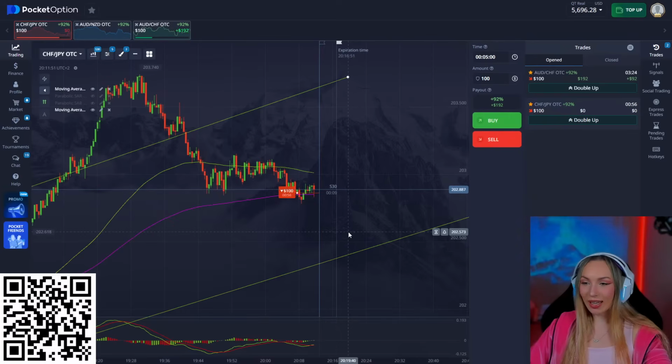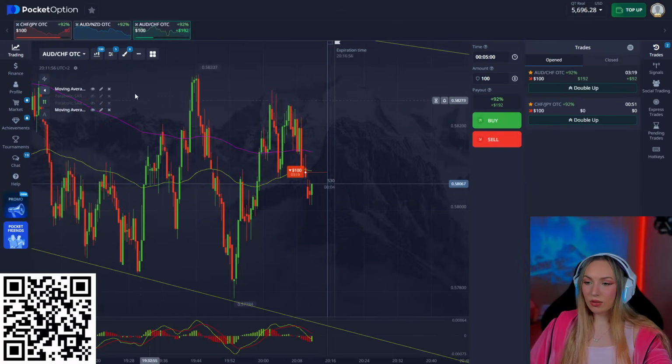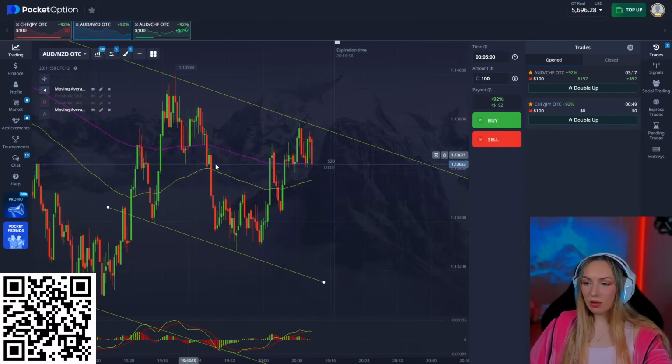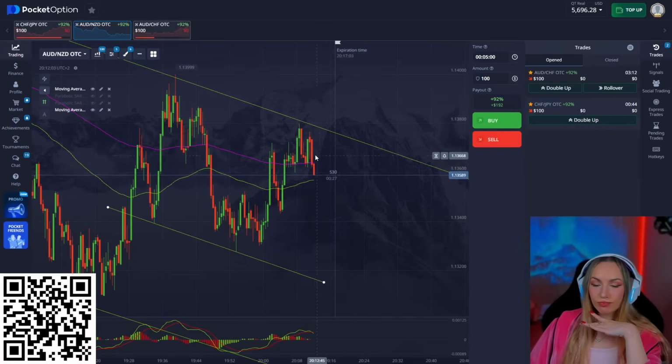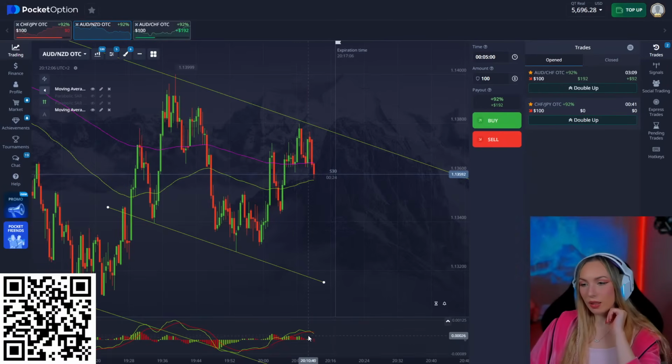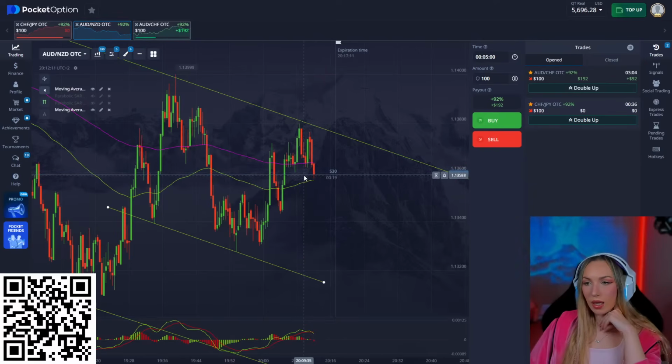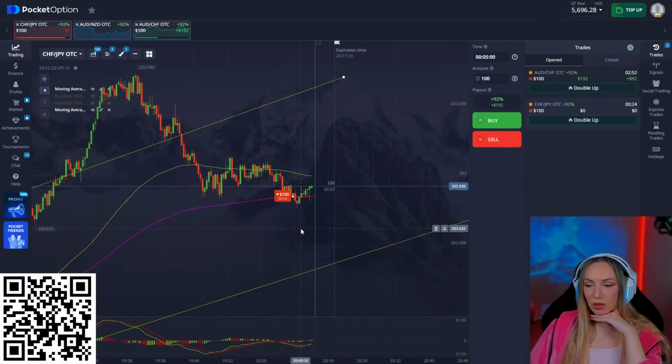Because this beautiful candle, actually I like how it looks. And AUD CHF still on the same level, and this one still didn't go down. Okay, we are waiting. Finally, the MACD lines seem like they are about to cross. If this candle is gonna be the bearish candle, then maybe we can enter on the next. Oh no. Oh no, correction.